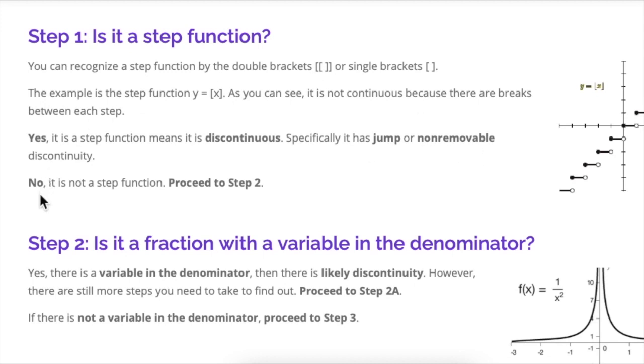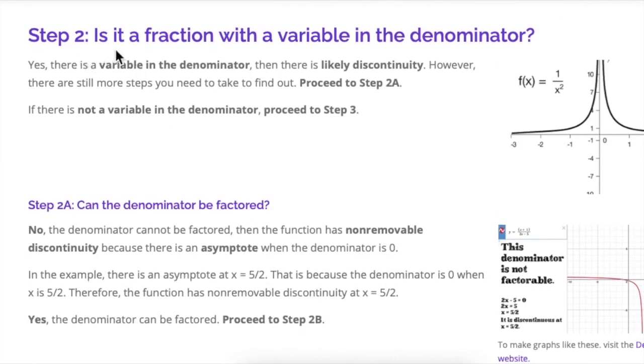If the function is not a step function, then you need to go to step two. For step two, you need to decide, is it a fraction with a variable in the denominator? If yes, there is a variable in the denominator, there is likely discontinuity. For example, if you look right here, f of x equals 1 over x squared, you can see there is a variable or a letter in the denominator, the bottom part of the fraction. However, there are still more steps you need to take to find out if for sure it has a discontinuity feature in it. So let's go ahead and go to step 2a.